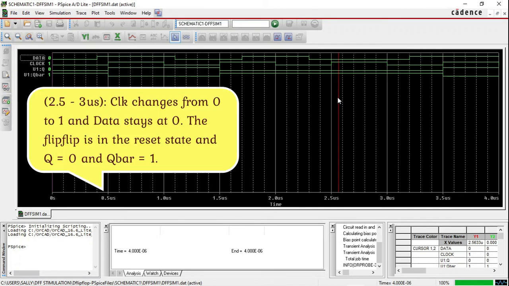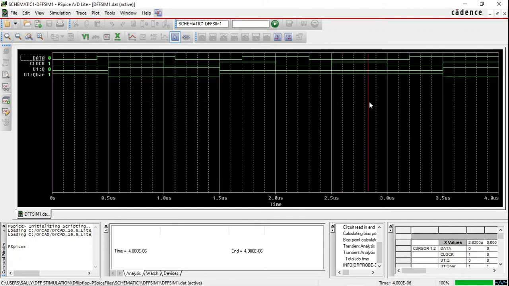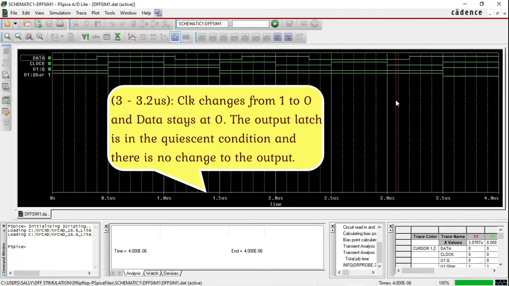Clock changes from 0 to 1 and data stays at 0. The flip-flop is in the reset state and Q equals 0 and Q bar equals 1. Clock changes from 1 to 0 and data stays at 0. The output latch is in the quiescent condition and there is no change to the output.